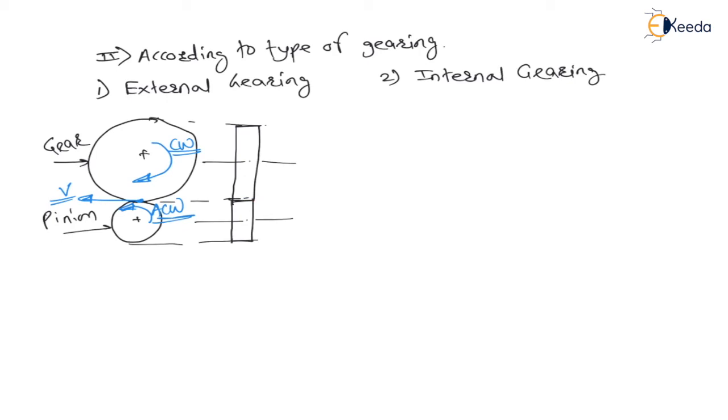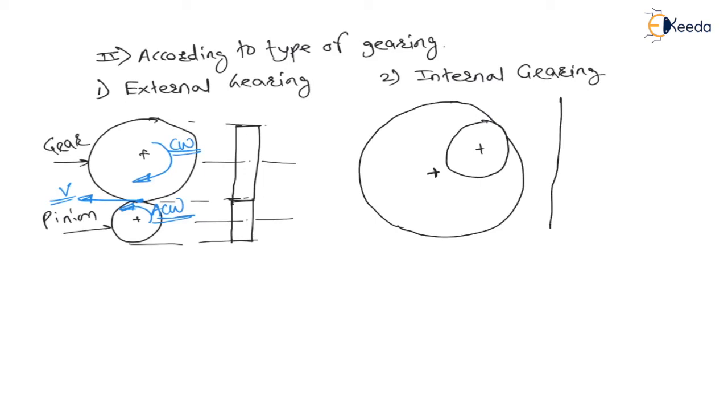Now, the second type is internal gearing. For internal gearing, the larger one is called the ring or annular, and the smaller inside it is the pinion. Let us say this is the center of the larger and this is the center of the smaller. Now, the side view is represented like this. The larger is shown like this. This is the axis of the larger, and the smaller is represented like this. And this is the axis of the smaller, right?